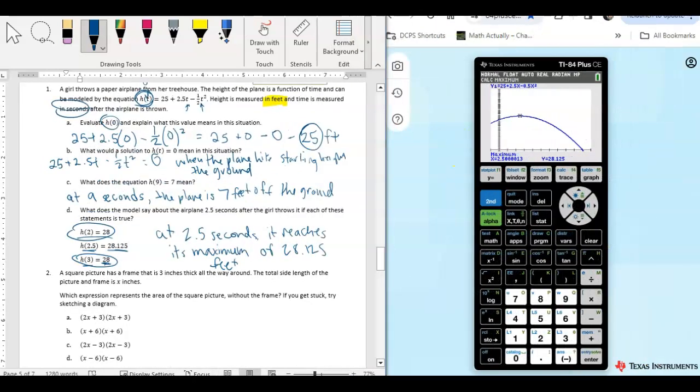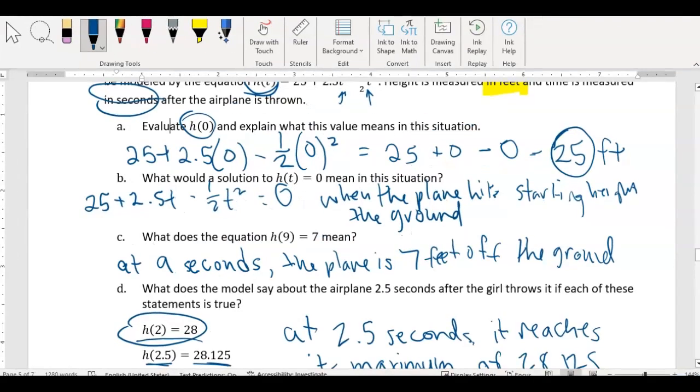All right, so let me move this bar here. Oh, it's rather annoying. There we go.